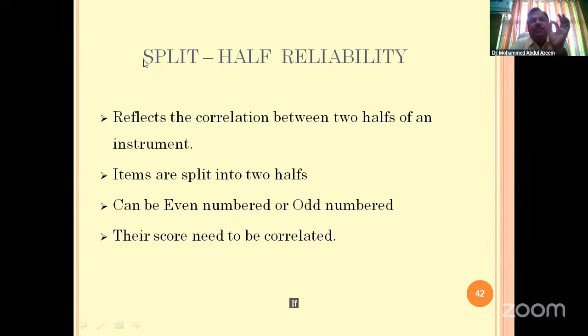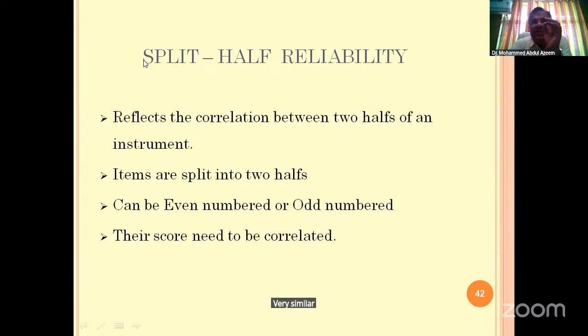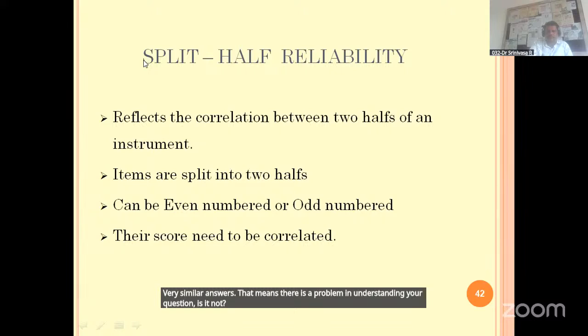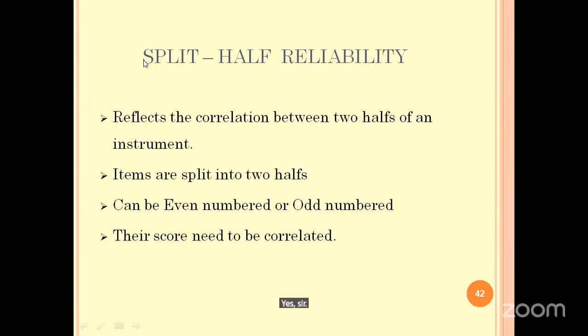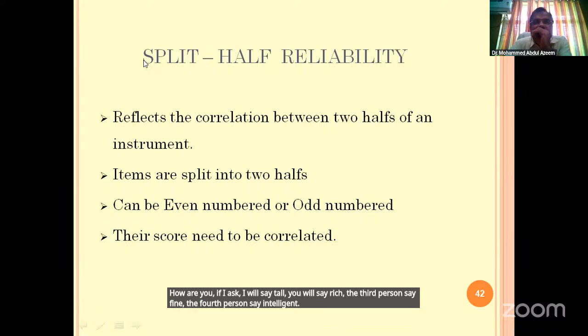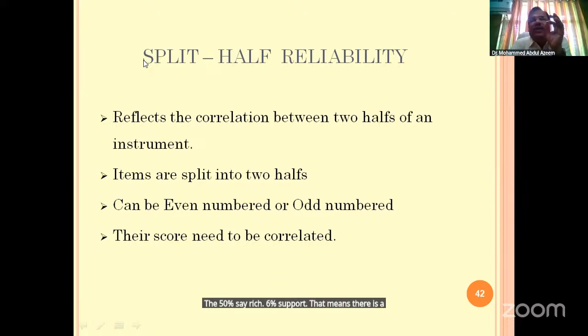If it is 40%, what does it mean? Correlation value 0.4 means a low degree of similarity in the answers. Less similar answers. That means there is a problem in understanding your question, is it not? Yes, sir. If I ask how are you, I will say tall, you will say rich, the third person says fine, the fourth person says intelligent, the fifth says rich, the sixth says poor. That means there is a problem in understanding the questionnaire. They have not given the same answer.